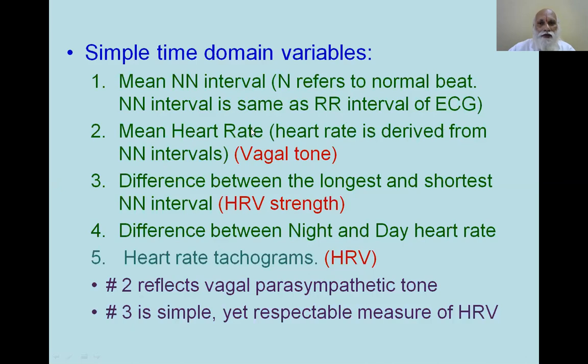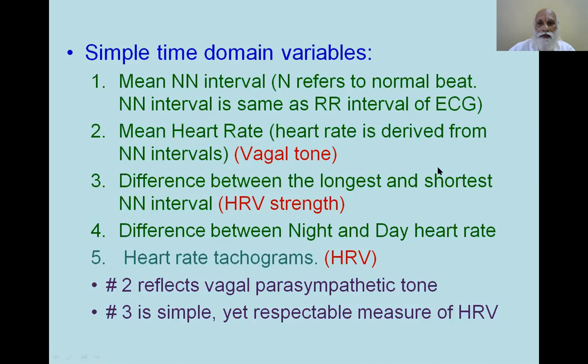Mean heart rate. From this RR interval or NN interval, you can get the heart rate, and the heart rate is derived from the NN intervals here. And that is because of the vagal tone. Vagal tone is the one which regulates the resting heart rate. More vagal tone decreases the heart rate. That's how you will find in athletes, vagal tone is higher and heart rate is slower.